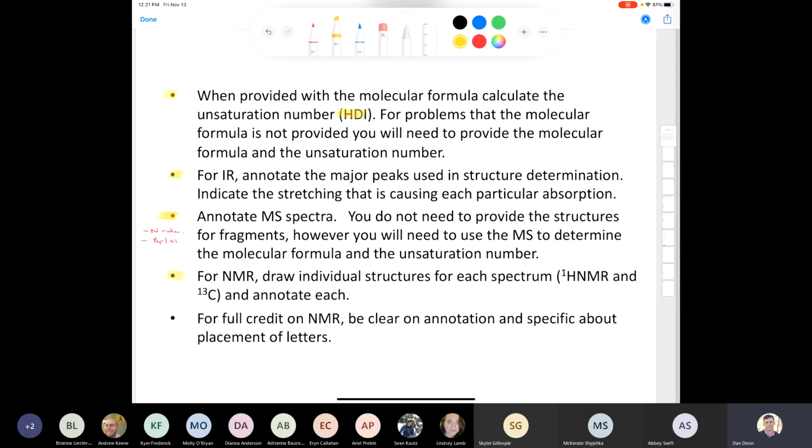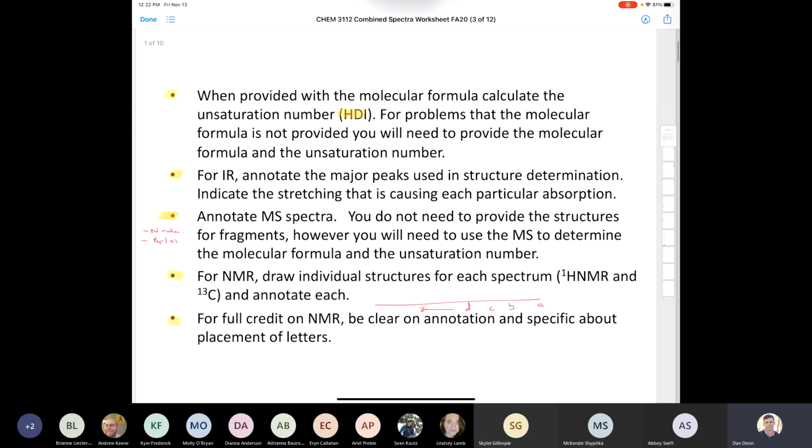For the NMR, you're going to draw individual structures for each spectrum. So if there's a carbon and a proton, you're going to draw it twice and you annotate each. Remember that you label the signals in the spectrum starting at the far right, A, B, C, D, and so forth. And then you put the appropriate letter next to the appropriate carbon or hydrogen in the molecule. For full credit on NMR, be sure to be very clear on the annotation and very clear on the placement of those letters.